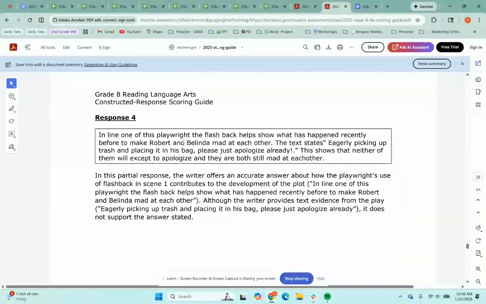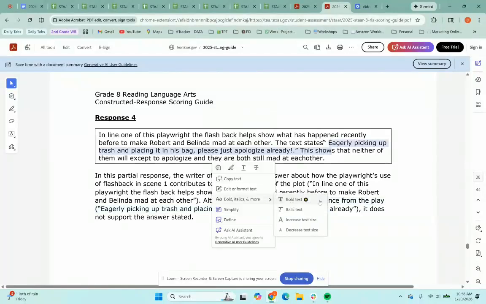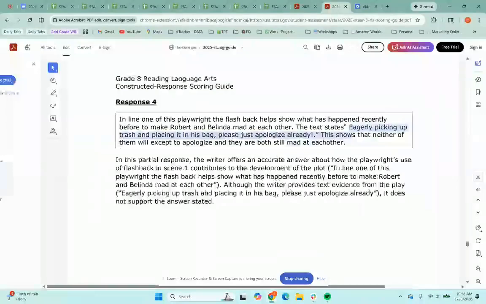Okay, let's look at this one. The playwright, the flashback helps show what happened recently before Robert and Belinda mad at each other. So they got the answer right. Now let's look at the evidence. Eagerly picking up trash and placing it. This shows neither of them will apologize. They're still mad at each other. Although the writer provides text evidence, it does not support. So look at the sentence. Eagerly picking up trash, apologize already.